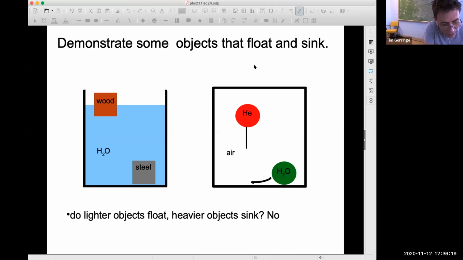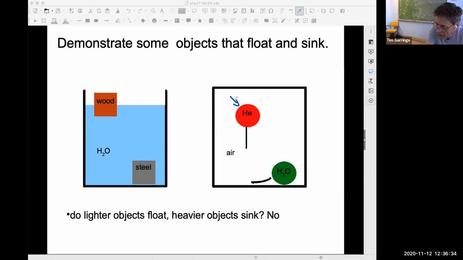And I've got in this tank of air, I'm going to get my pen going again here, a helium balloon, and that's floating in the air. And I've got a water balloon, and that's sunk to the ground in the air. And so the helium balloon and the water balloon are examples like the wood and the steel. Why does one float and why does one sink? Is it that lighter objects float and heavier objects sink? You know, the wood was lighter than the steel and the helium balloon is lighter than the water. So is it a matter of whether the object is heavy or light? The answer is no, it's not simply a matter of whether the object is heavy or light.